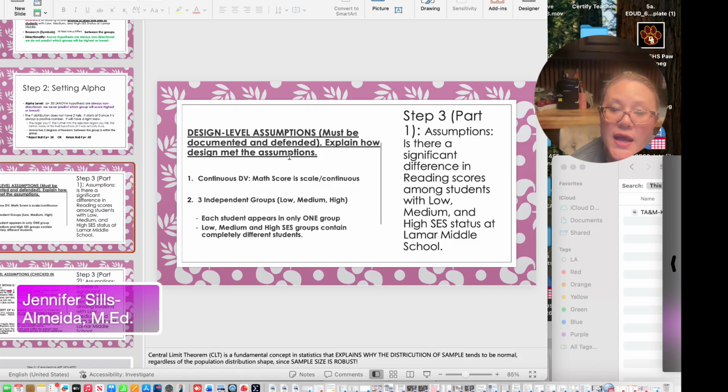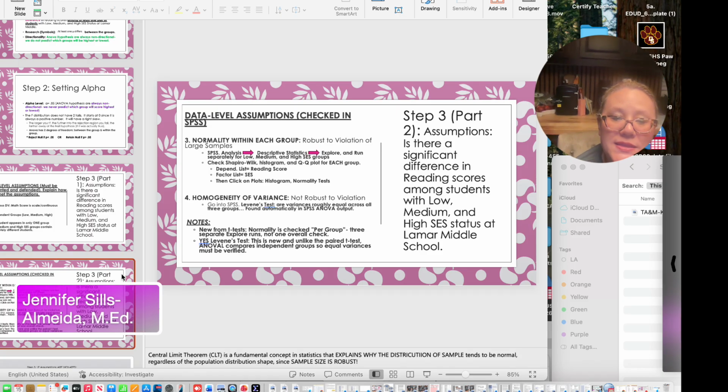Do we have 3 independent groups where the students are not in the same group, are not in 2 of the same? So if a student is placed in the low socioeconomic status, they can't also be in the medium or the high. This is what this means.